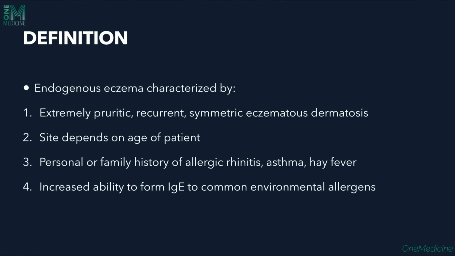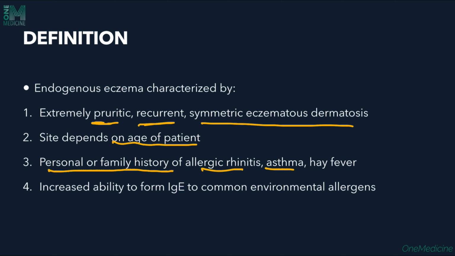The definition of atopic dermatitis: it's an endogenous type of eczema. It is characterized by extremely pruritic, that is extremely itchy, recurrent, symmetric eczematous dermatosis. The site of affection depends upon the age of the patient. Also, there is personal or family history of allergic rhinitis or asthma or hay fever. So, this family history again is an important characteristic feature here. And there is increased ability to form IgE to common environmental allergens. So, these are the four criteria.